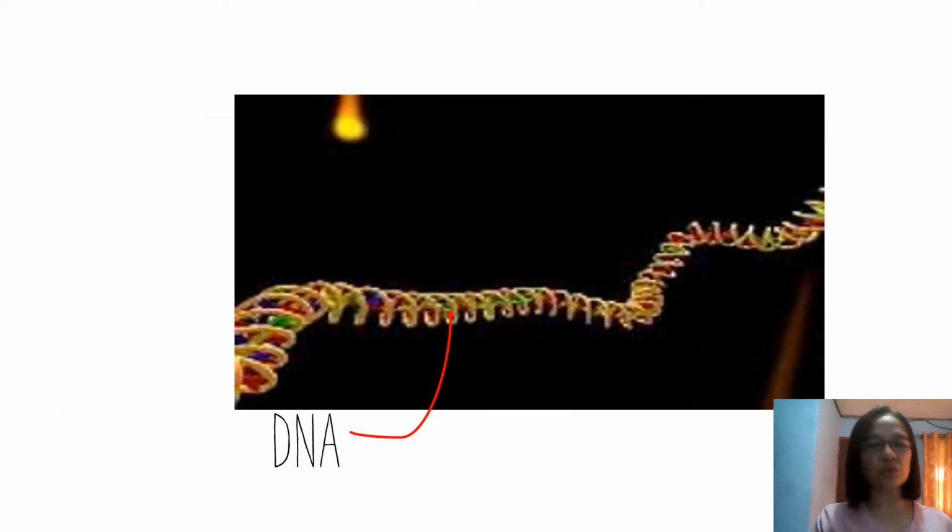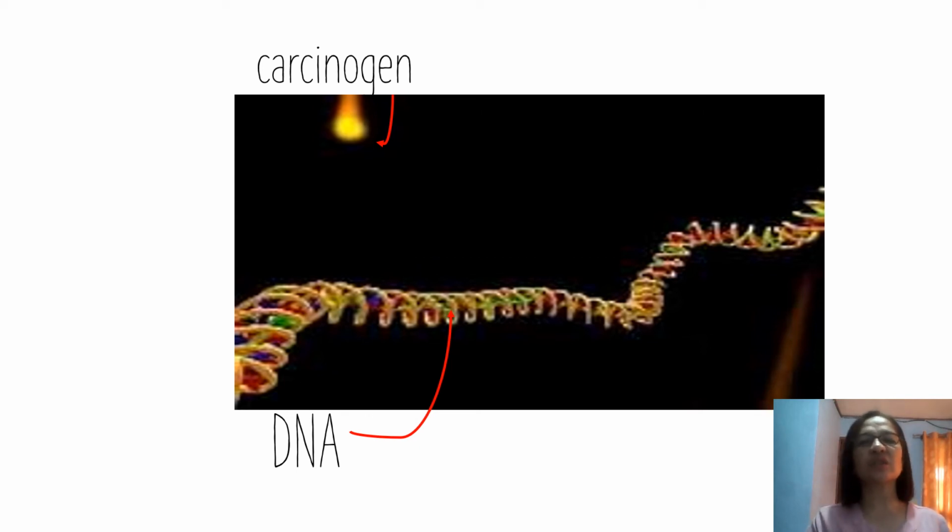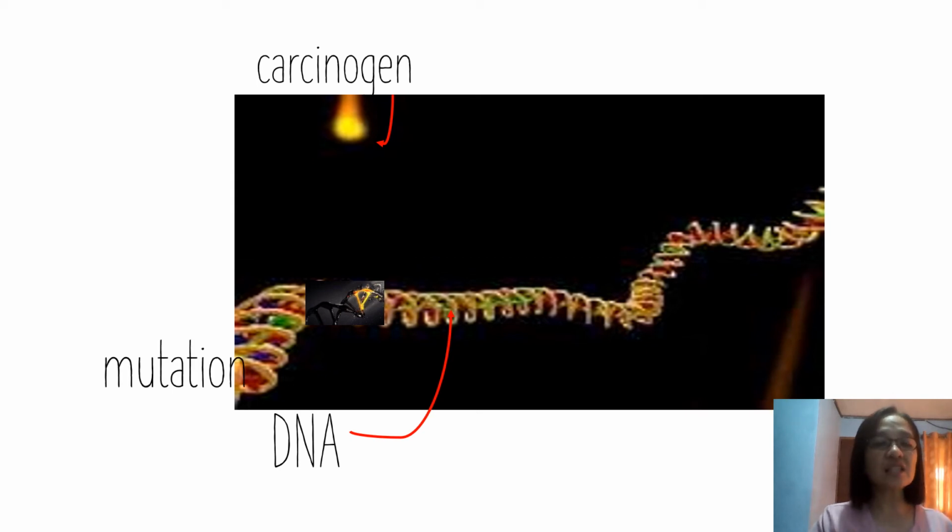Ngayon, gawin natin siyang tunay na buhay. For example, this is our DNA. At nandyan si carcinogen or any substance that can cause cancer, or mutagens or any radioactive substance, for example, yung X-ray, ultraviolet radiation, or any chemicals. Kapag ito ay tumama kay DNA, observe what will happen. Yan. Nag-iba na ang itsura ni DNA. It is because that is what we call now mutation.